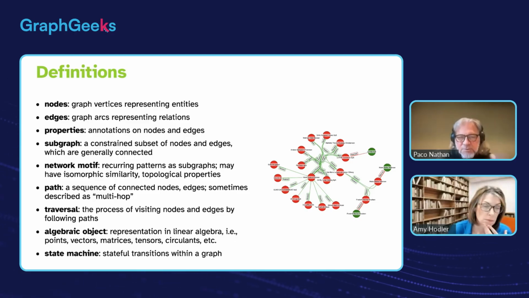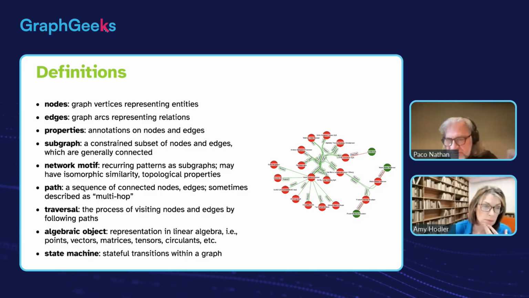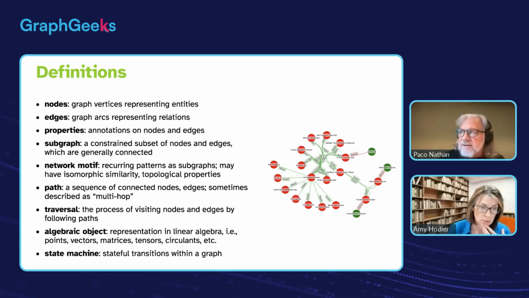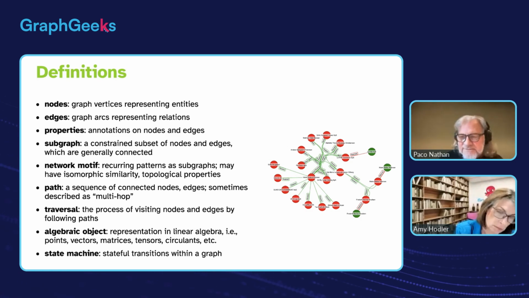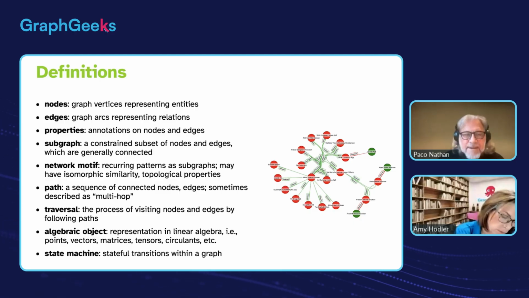And there are different topological properties. We can look at isomorphic similarity. There's a lot of things there, but basically, can we recognize patterns within the graph that are repeated and maybe start to treat those as, think of them as like data objects if you've worked in data engineering.